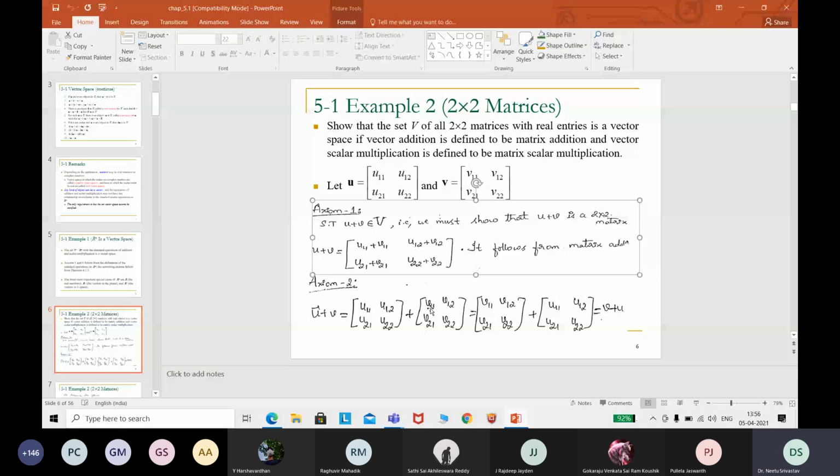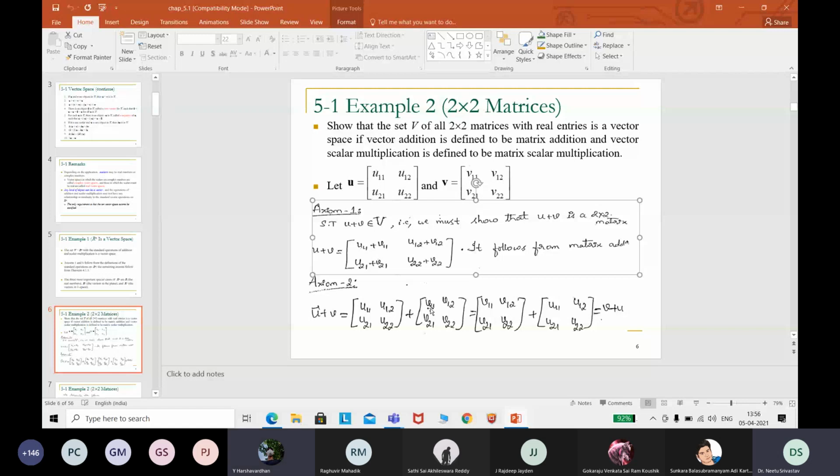Associative means we have to take 3 vectors. u plus v plus w should be equal to u plus v plus w, either way. We have to take another vector, this third. You can define one more vector w. W will be w11, w12, w21, and w22.